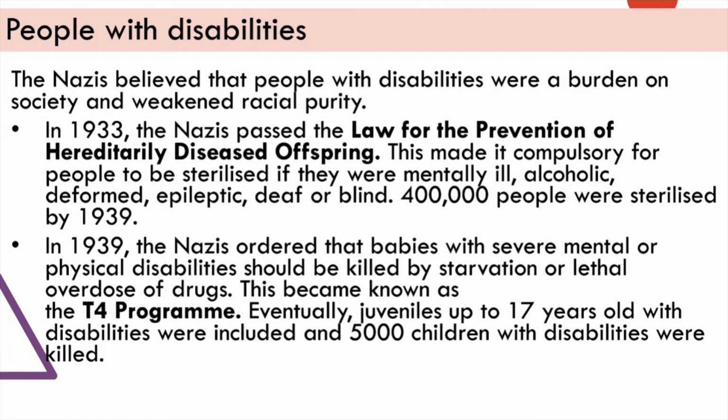In 1939, the Nazis ordered that babies with severe mental or physical disabilities should be killed by starvation or lethal overdose of drugs. This became known as the T4 programme. Eventually, juveniles up to 17 years old with disabilities were included in this, and 5,000 children with disabilities were killed. So pause the video, work out what you're going to plot on the timeline. Again, there is a scaffolded version on the next slide.